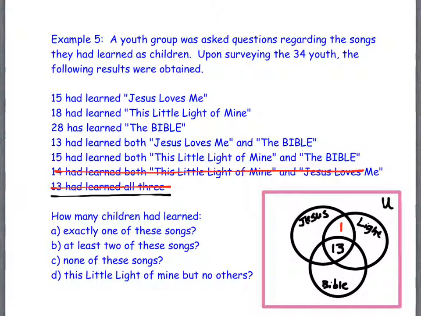Can we just move our way up again? I think it'll work. It says 15 had learned this little light of mine in the Bible. So this little light of mine and the Bible is this piece over here. So I need 2 more out here.